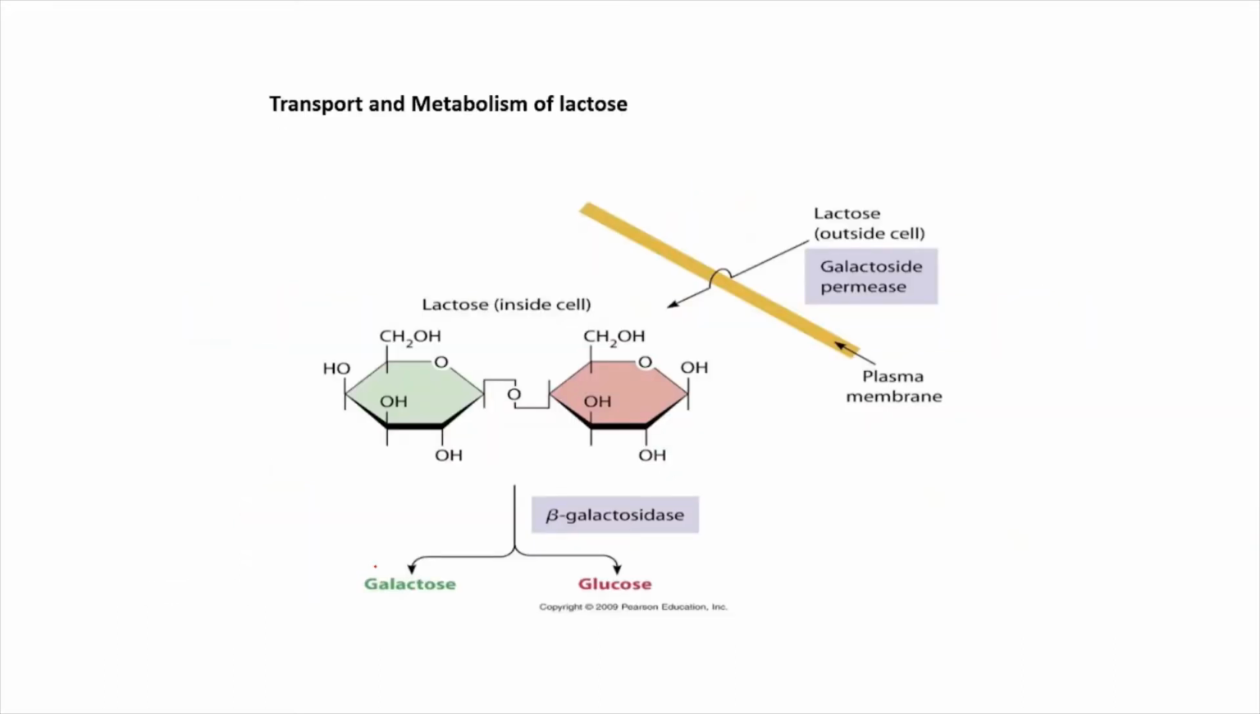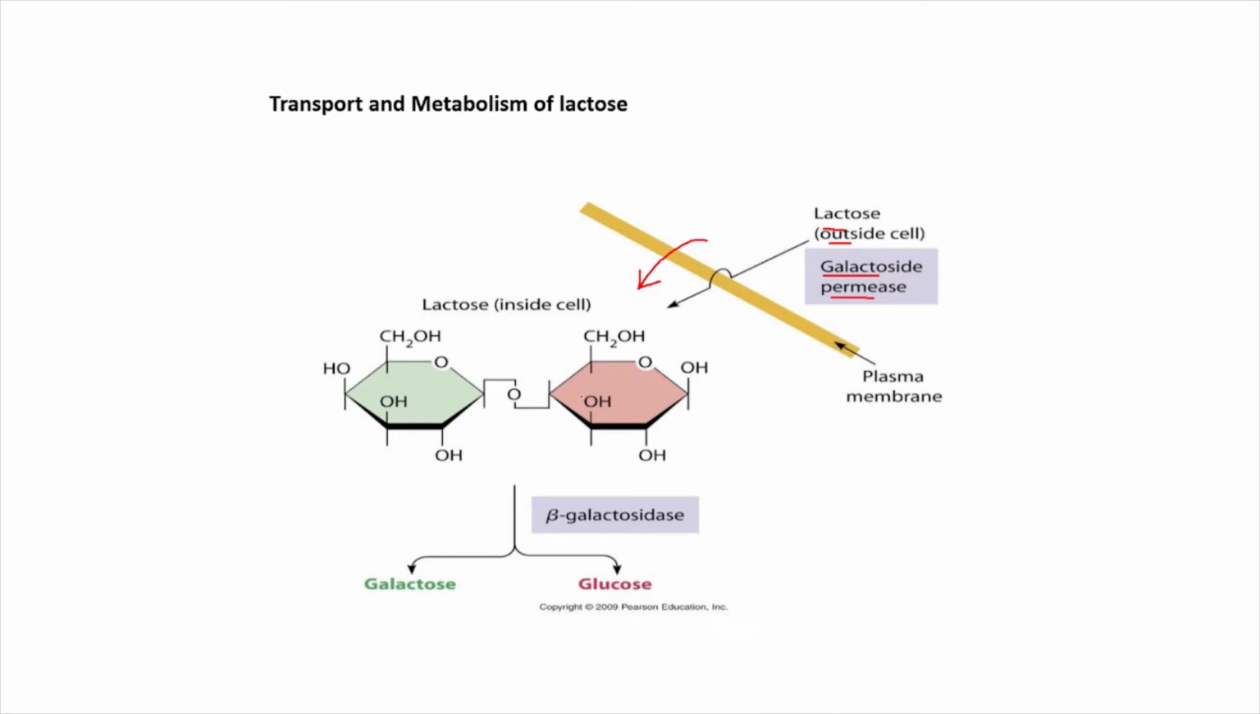Now, what happens? Suppose you have a media where you have lactose as the carbon source for bacteria. So the bacteria needs to break down that lactose in order to utilize it as a carbon source and for its energy. So what happens? Lactose from outside the cell, with the help of this integral protein or the enzyme galactoside permease, enters into the inside of the cell.